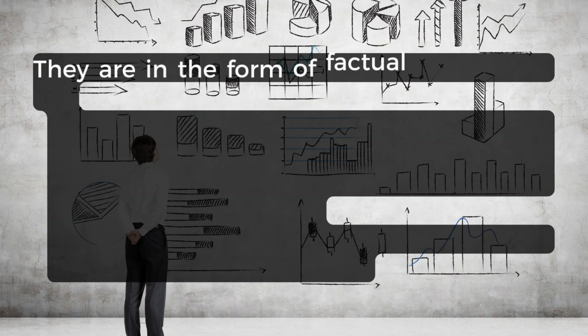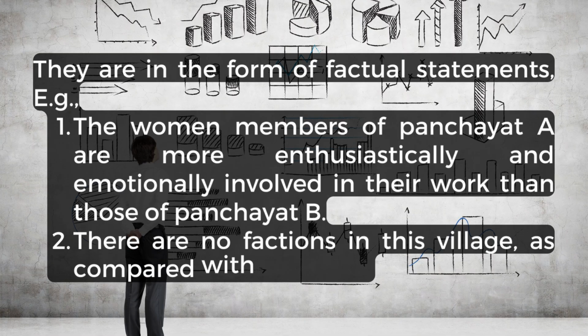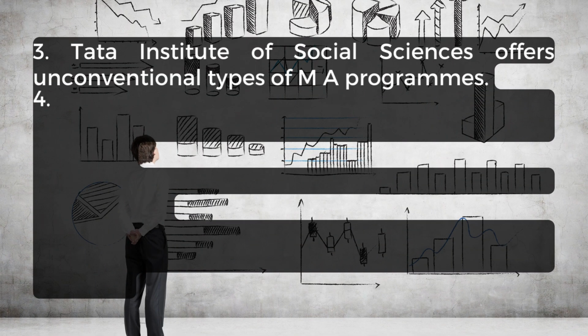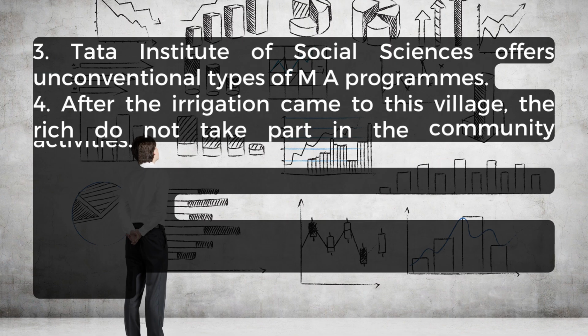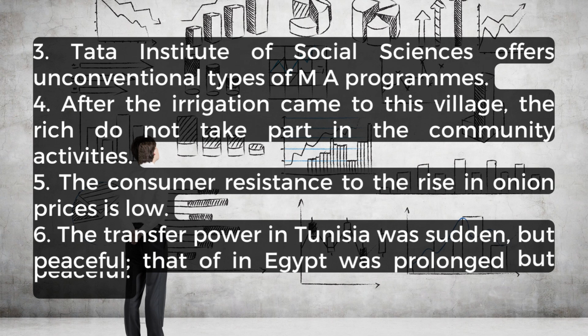They are in the form of factual statements. For example, the women members of Panchayat A are more enthusiastically and emotionally involved in their work than those of Panchayat B. Or another piece of information could be, there are no factions in this village as compared with the other village. Or the Tata Institute of Social Sciences offers unconventional types of MA programs. Or after irrigation came to this village, the rich do not take part in community activities.